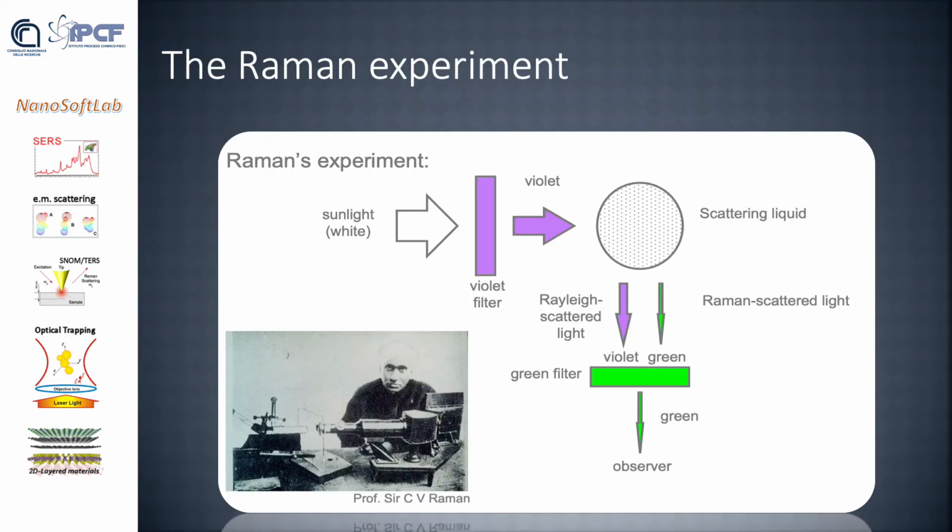In the original experiment carried out by Raman, the sunlight, a white light source, was filtered with a violet filter and the light was sent to a scattering liquid. Then, in a 90-degree collection geometry, Raman was able to collect both the Rayleigh scattering and the Raman scattered light, and then he filtered with a green filter, a low-pass filter, in order to cut out totally, or almost totally, the Rayleigh light and observe the green light, the red-shifted light, that are the Stokes photons. And these were the photons carrying information on the vibrational levels of the scattering fluid.